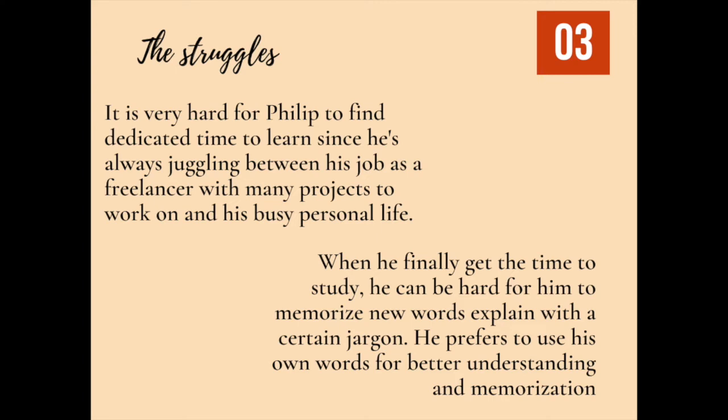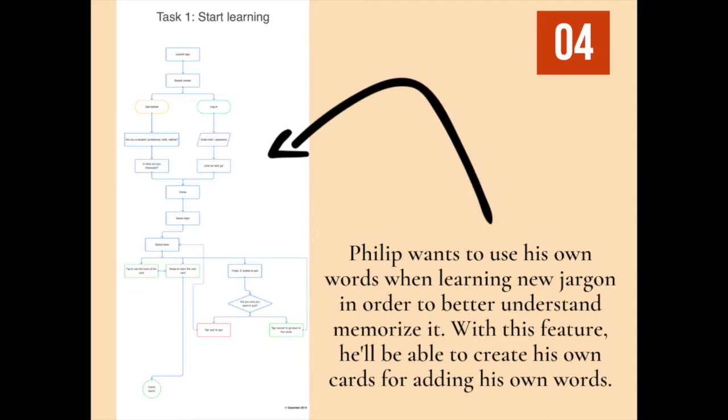it's not easy for Philip because it is hard for him to find dedicated time to learn, and he is also always struggling with new jargon from those new fields. That's why I chose these two features as the main features of the vocabulary hub I'm designing for people like Philip. The mobile app is named Octopus.